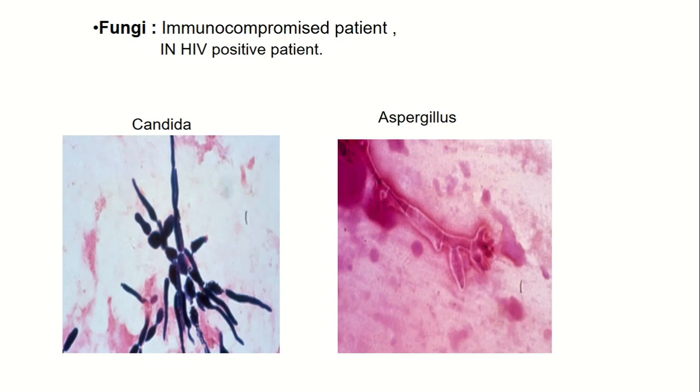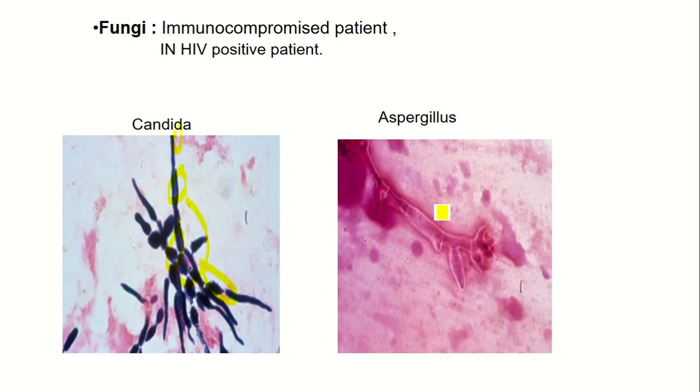Now as far as fungus is concerned, very important are Candida and Aspergillosis, and one more, that is mucormycosis. It is usually seen in immunocompromised patients, particularly HIV. Now these are the typical Candida, budding of this Candida fungal infection. It is very identical.